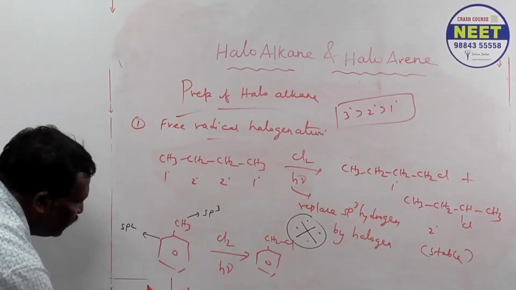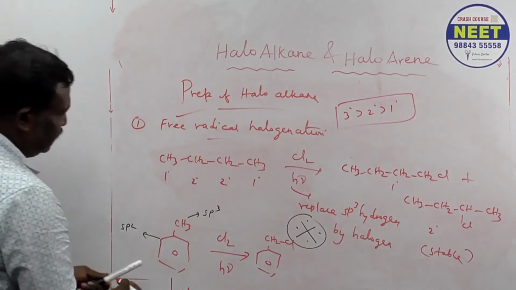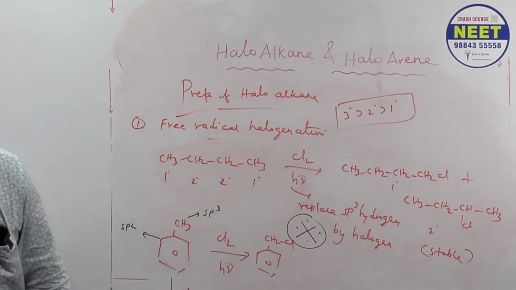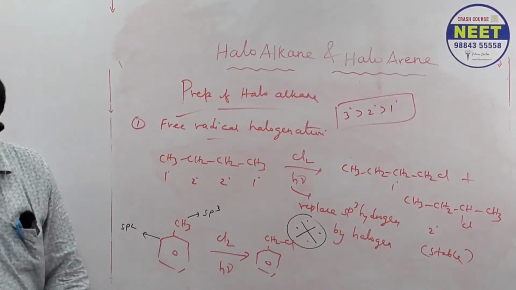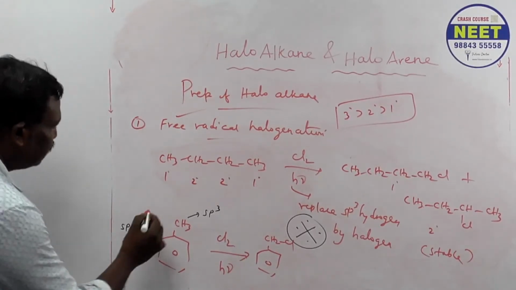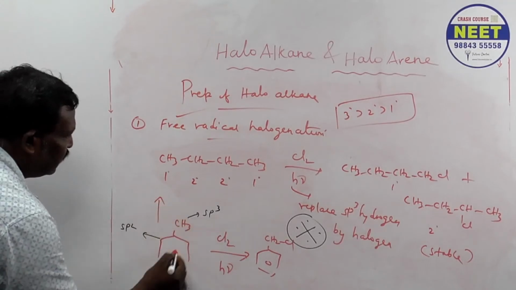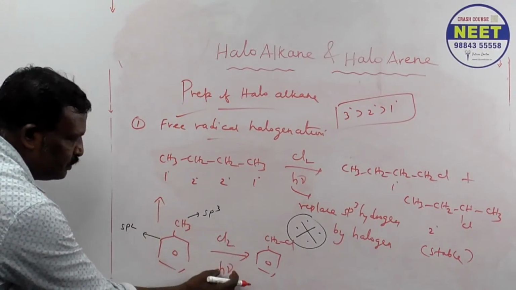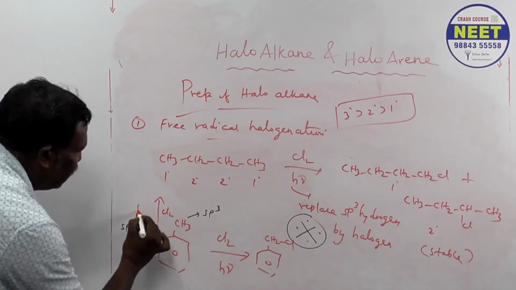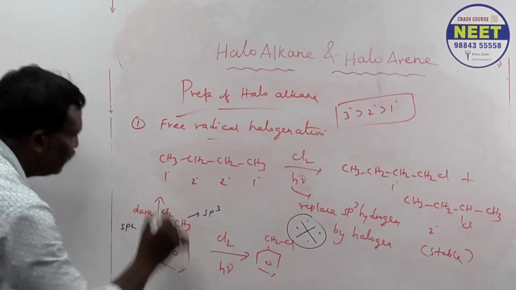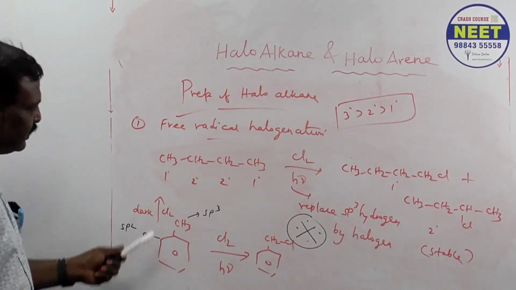Same thing. Once again, I write it here. Same thing here. This is presence of sunlight. This is what? Same chlorine is added. This is called what? Dark. Now tell me, what's the answer? Dark. Dark means absence of sunlight.